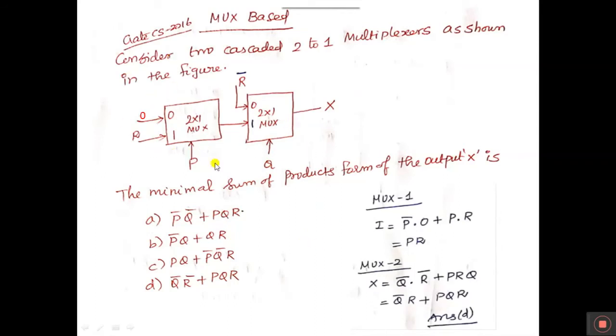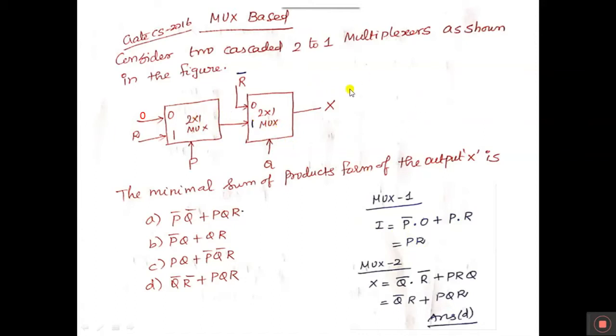So first we consider multiplexer 1. The selection line given for the first multiplexer is P. So we can write the equation P bar into 0 plus P into R. So this term becomes 0. Now the output of the first multiplexer is PR. The output of the first multiplexer is applied to the input of the second multiplexer.